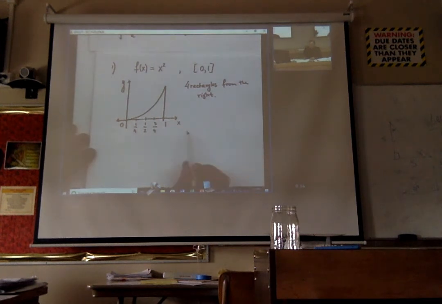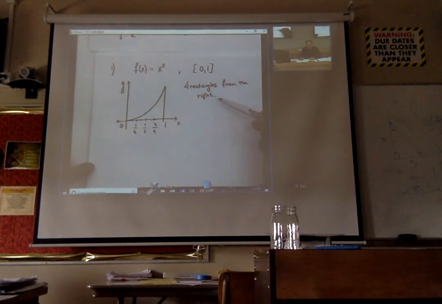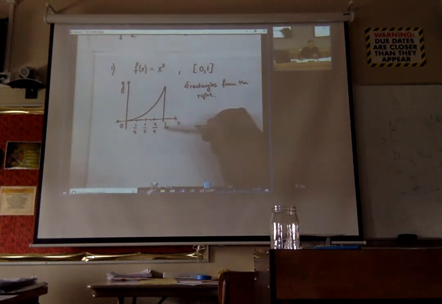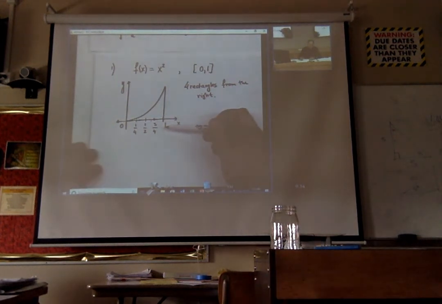Now, what are these on the bottom? Each 1/4, 1/4, 1/4. Those will be bases of the rectangle. Okay, base of the rectangle. Now what you do, it says here from what? From the right. So you start from 1 because 1 is on the right, okay? And you start drawing the rectangles.